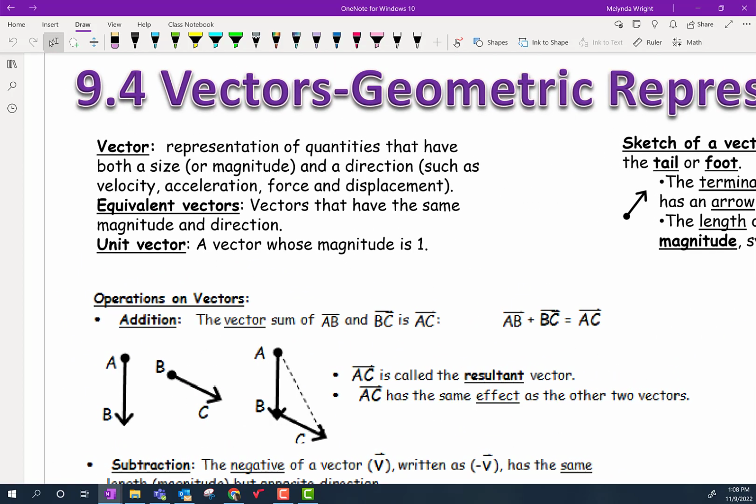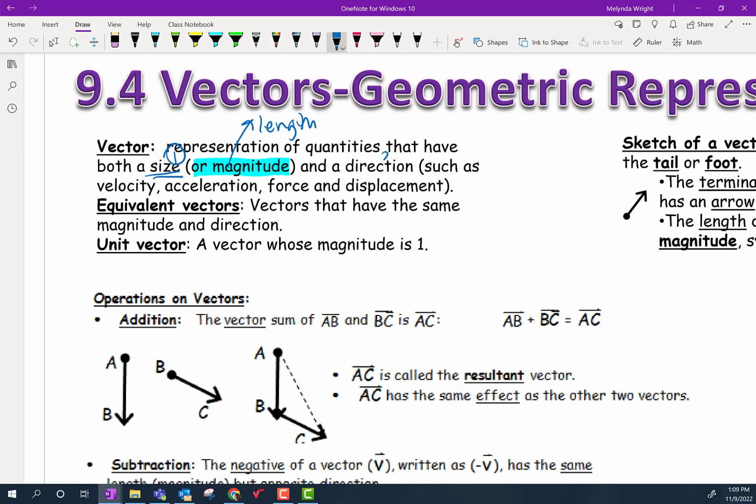So a vector actually consists of two different characteristics. It consists of a size or a magnitude. Those words, when we're talking about vectors, we can use interchangeably. So size or length is another way to think about it. Size, length, magnitude. That's one characteristic of a vector that we have to understand.